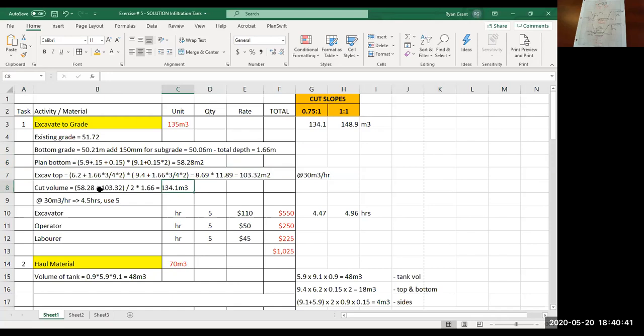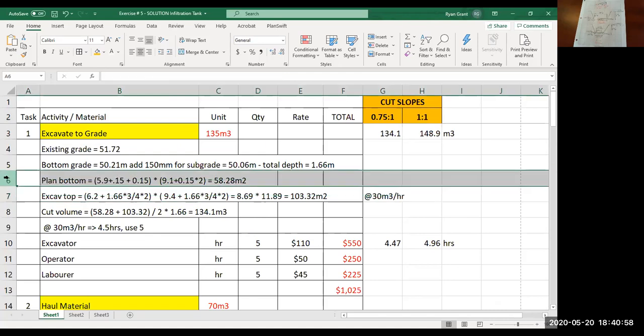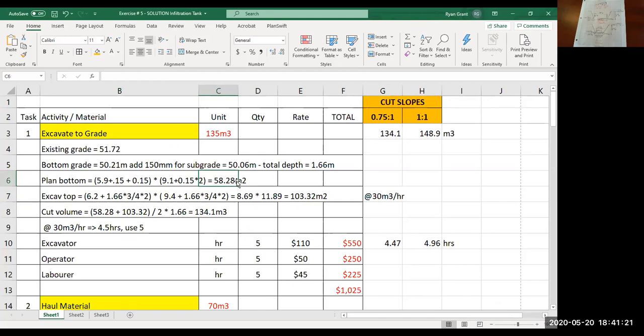So the calculation is basically the same, whether you're using 3/4 to 1 or 1-to-1. The only difference is, if I zoom in here, when you're doing your top excavation, so hopefully everyone understands the bottom. So the given 5.9 width plus your 150 on either end gives you your overall width of excavation. And then same thing with the length. So you're given the 9.1, and then you add 150 on either end. Multiply those two together, gives you this area on the bottom of the excavation.